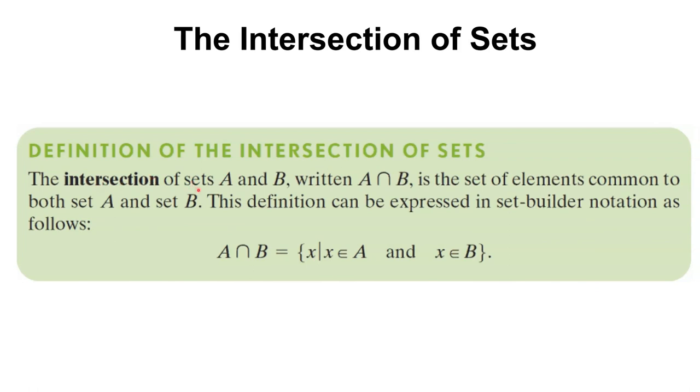Then let's define the intersection of sets. The intersection of sets A and B, written by this symbol here, can be read as A intersection B. So the intersection of A and B is the set of elements common to both set A and set B. So these are the elements that are in the intersection. If you remember, in the Venn diagram notation, the intersection of the two sets contains the elements that are common to both set A and set B. Now, this definition can be expressed using set builder notation as follows. A intersection B is the set of all x such that x is an element in A and x is an element of B.